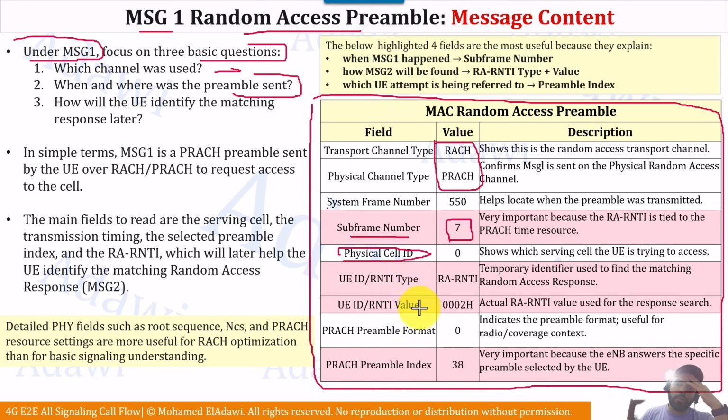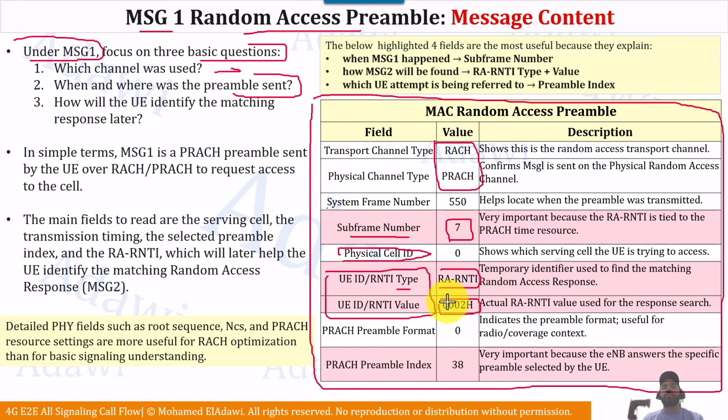Then also the user knows the frequency and time domain. You know now the frequency, for example, based on the PRACH frequency offset parameter, if you remember. You know now the subframe and frequency, so you can calculate the RA-RNTI type. So I'm telling him the type of my RNTI, radio network temporary identifier, is the random access RNTI, and this is the calculated one, for example, whatever the value.